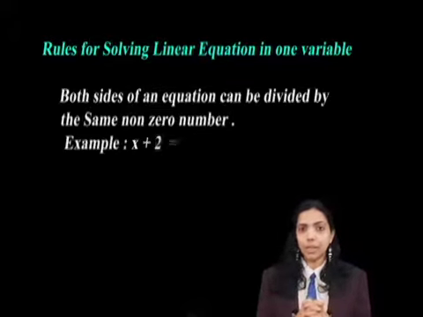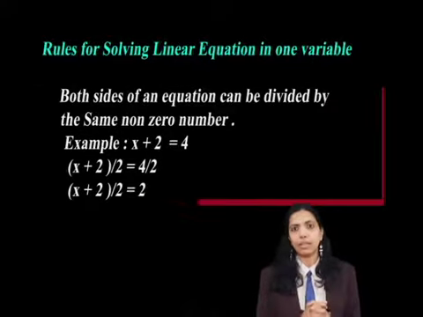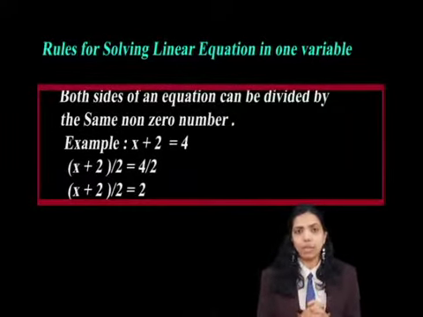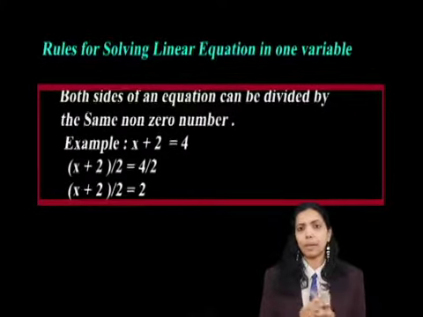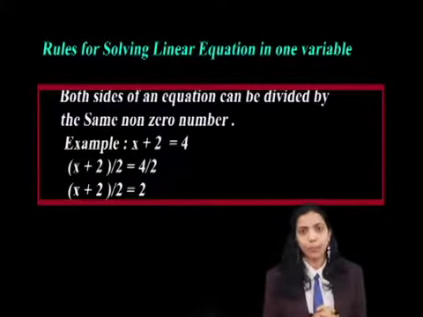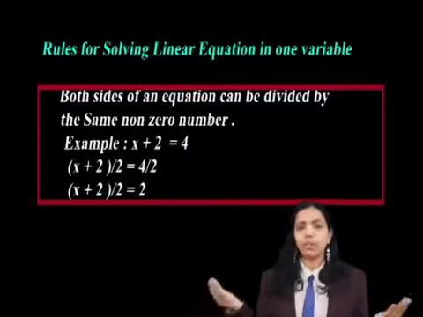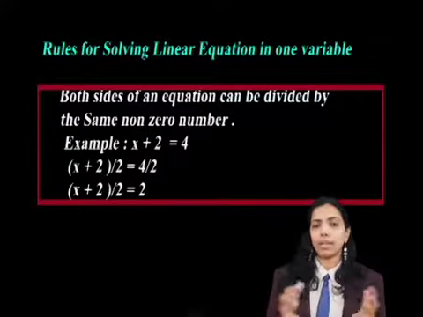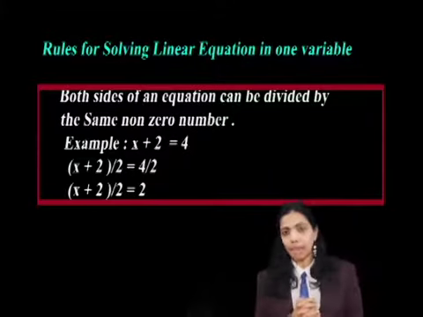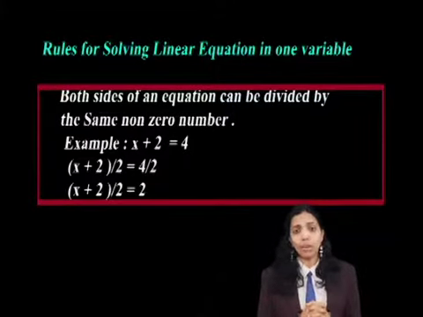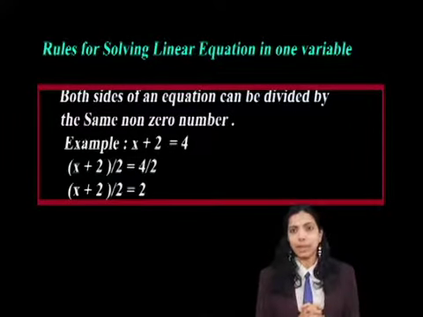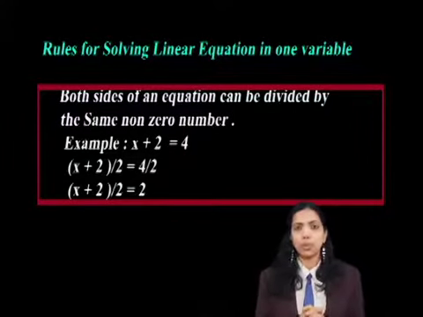Now the next one, rule number 4. Both sides of an equation can be divided by the same non-zero number. Example, x plus 2 equals 4. If I am dividing by 2, I have to do the division by 2 on either side to keep the equation balanced. x plus 2, the whole divided by 2, equals 4 by 2. And here comes the new equation: (x plus 2) by 2 equals 2.